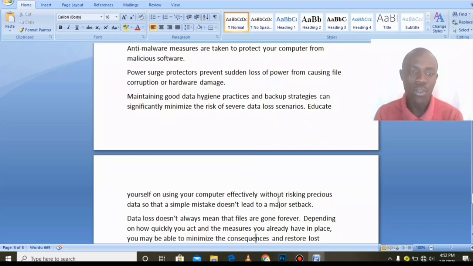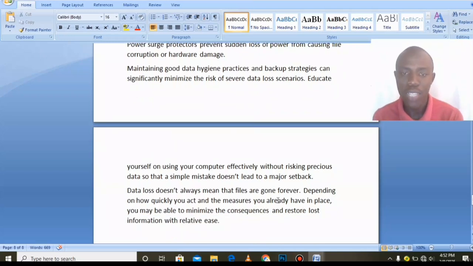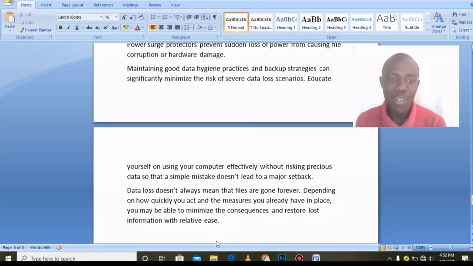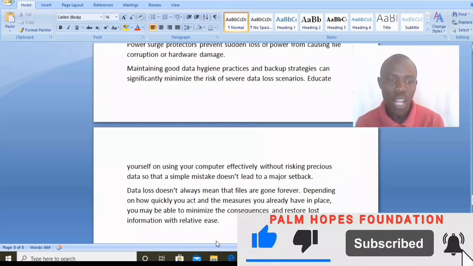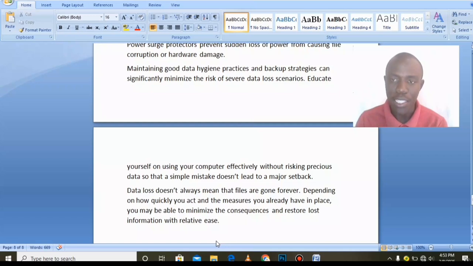Educate yourself on using your computer effectively without risking precious data, so that a simple mistake does not lead to a major setback. Data loss does not always mean that files are gone forever. Depending on how quickly you act and the measures you already have in place, you may be able to minimize the consequences and restore lost information with relative ease.